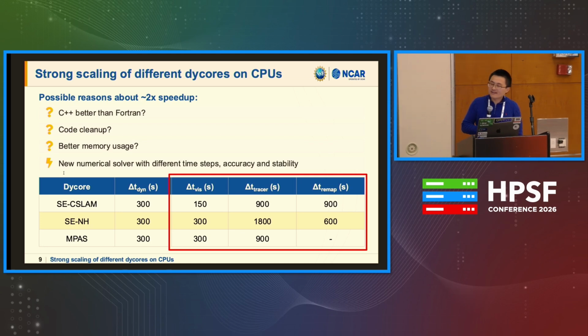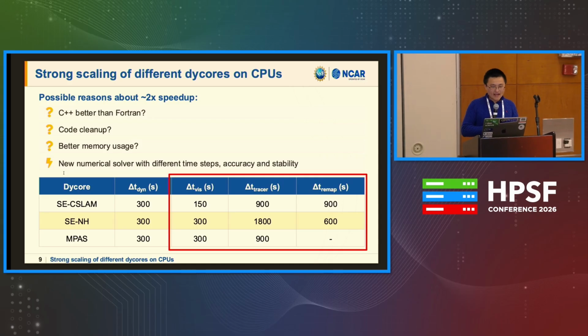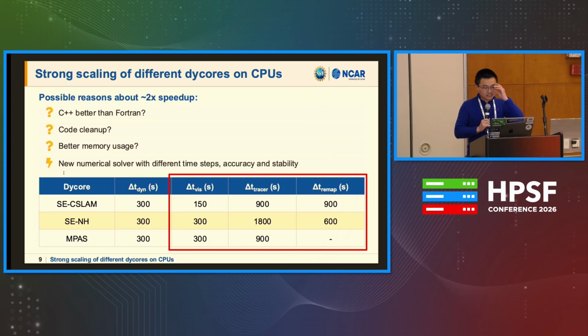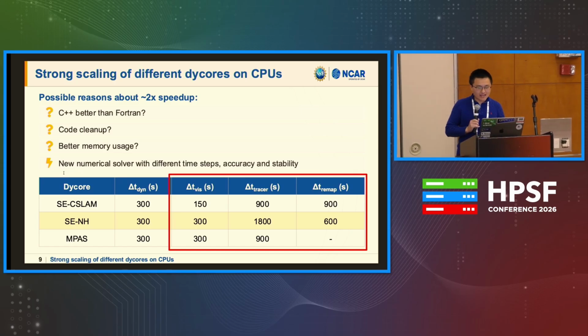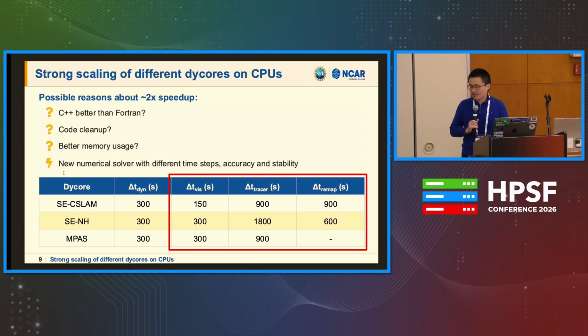But we talk with the developers and the staff at Sandia, and they believe the majority reason why I can see a 2 times speed up is because for the SE/NH dycore, they use different numerical solvers, which allows them to run at different time steps for better stability and scalability.